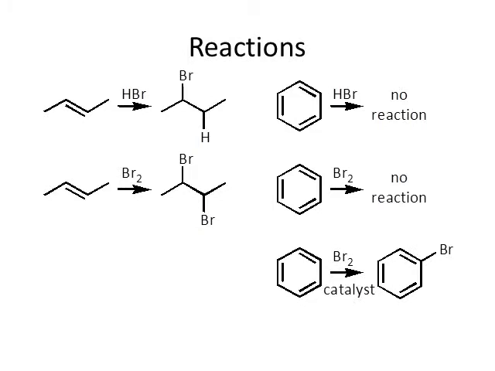Now, you can get benzene to react, but you have to add in a catalyst. And what you'll find is that when you treat benzene with Br2 and a catalyst, you don't get an addition product at all. Instead, you get a substitution product. In this case, there's a hydrogen implicit here that's been replaced by bromine.